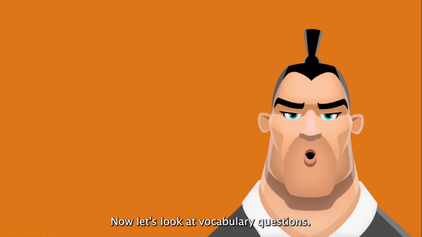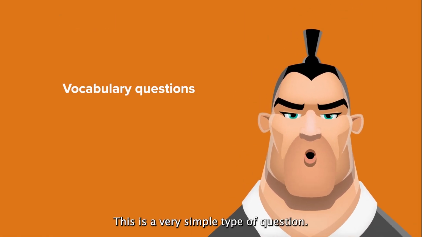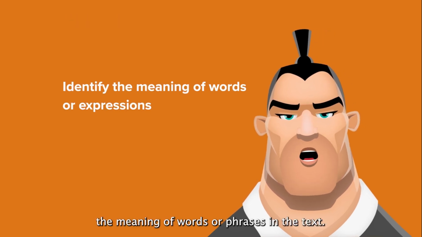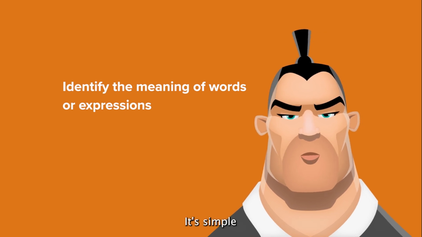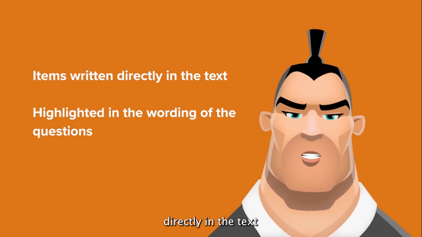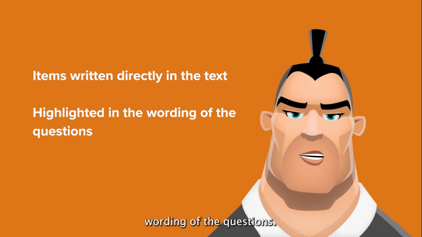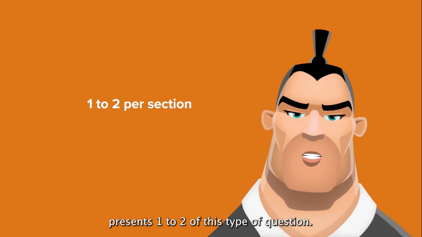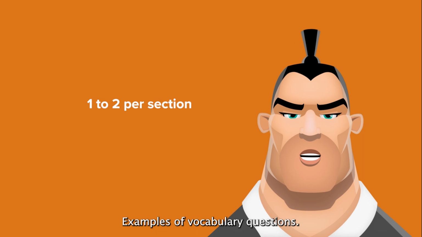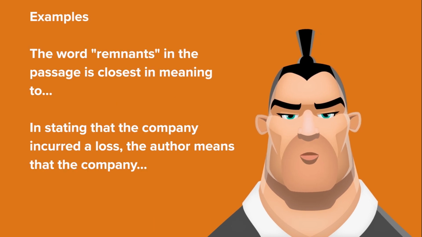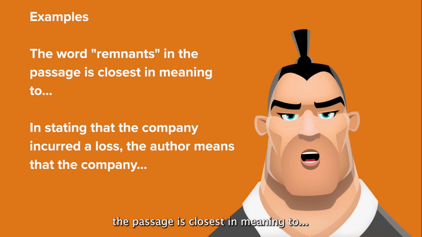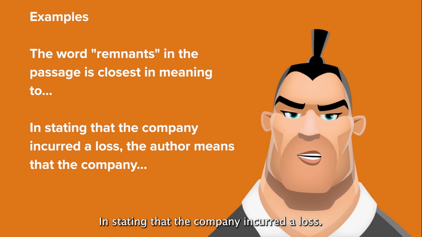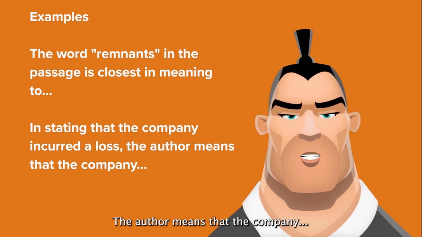Now let's look at vocabulary questions. This is a very simple type of question, asking you to identify the meaning of words or phrases in the text. It's simple because the items are written directly in the text and are highlighted in the wording of the questions. Each section presents 1 to 2 of this type of question. Examples of vocabulary questions. The word remnants in the passage is closest in meaning to. In stating that the company incurred a loss, the author means that the company.